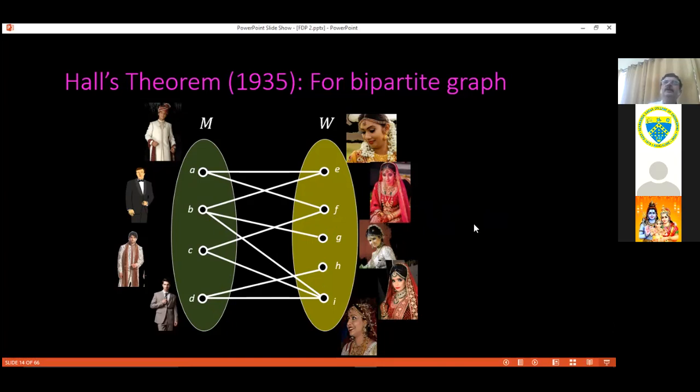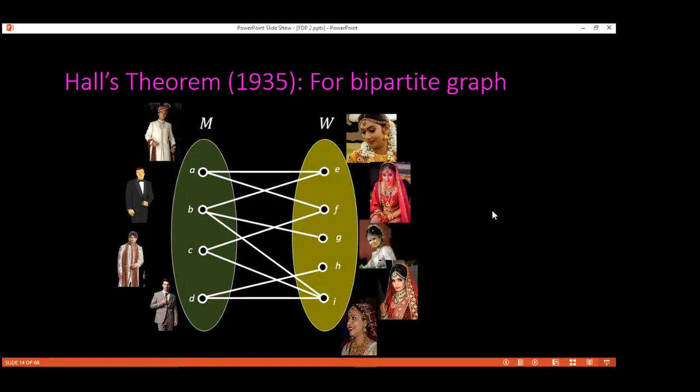But can we find a matching which saturates all the men? Maybe possible, I don't know. There are 4 men here and more than 4 women here, so it is possible. But can you saturate all the women here? No, not possible, because to saturate each one, I require at least 5 men here. Therefore, you can think about saturation by a matching which saturates either M or W only, not both. Saturating both means that's a perfect matching.